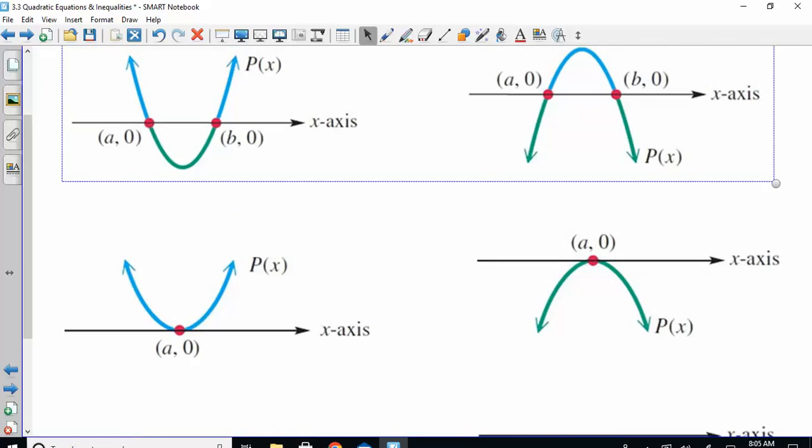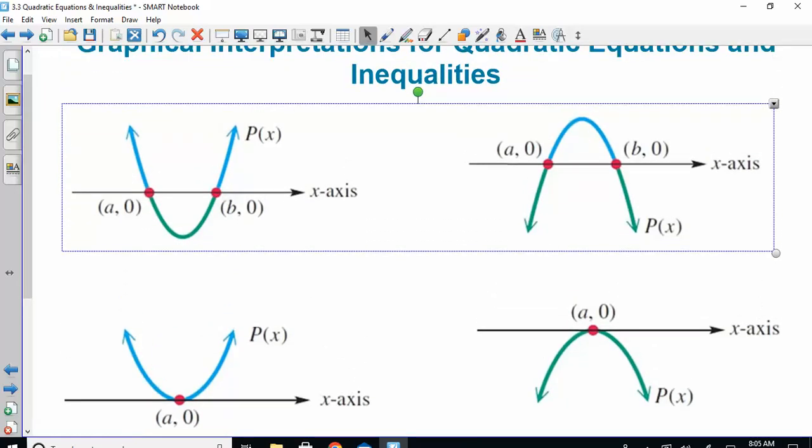We have been finding these solutions, these points on the x-axis. But I could ask you questions about the inequalities. Like in this first picture, if I asked you where this graph was greater than 0. The x-axis is where it equals 0, so it's greater than 0 from negative infinity to, give me the x value, A, union B to infinity. Where is this graph less than 0? From A to B.